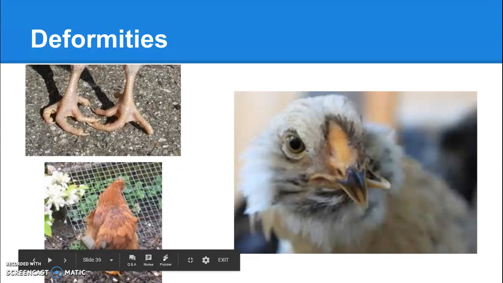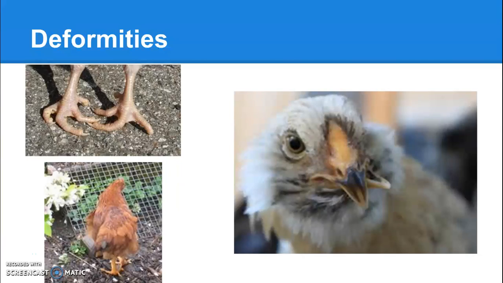So these are just some examples of the deformities we talked about. Up in the top left, we have the severely crooked toes. The bottom left is the crooked back. You can kind of see the tail feathers are completely off to one side. And then the crossed beak is over here on the right. This bird is going to have a very hard time eating. And that's a major problem because if they can't eat, they can't consume nutrients, and they can't grow that meat quality that we need them to get.